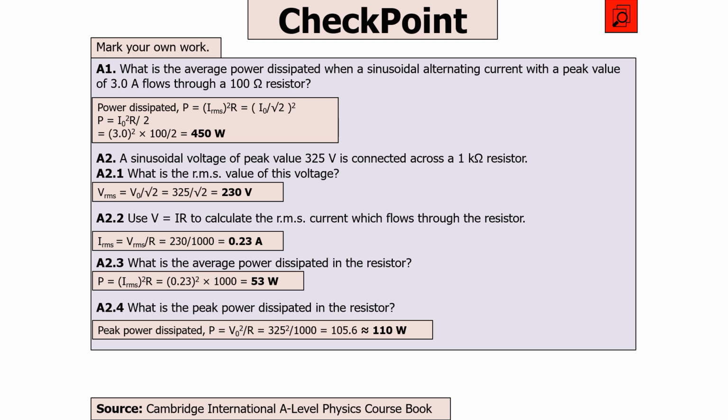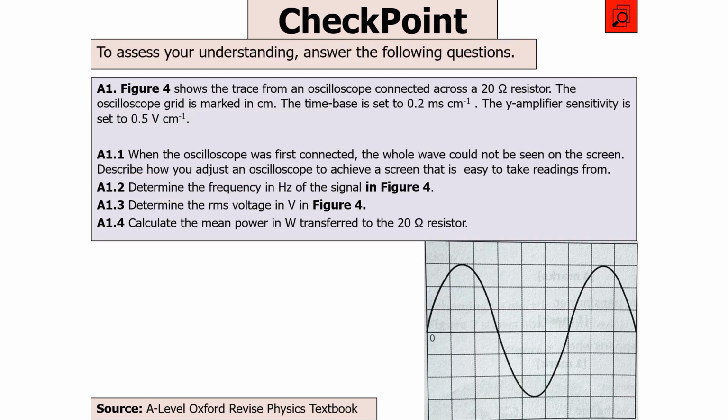The next question says, figure 4 shows the trace of an oscilloscope connected across a 20 ohm resistor. The oscilloscope grid is marked in centimeters and the time base is set to 0.2 milliseconds per centimeter. The Y amplifier sensitivity is set to 0.5 volts per centimeter. When the oscilloscope was first connected, the whole wave could not be seen on the screen. Describe how you'd adjust an oscilloscope to achieve a screen that's easy to take readings from. Then determine the frequency in hertz of the signal. Then determine the RMS voltage in V, and then calculate the mean power in watts transferred into the 20 ohm resistor. So pause the video now, then unpause the video when you want to go through your answer.